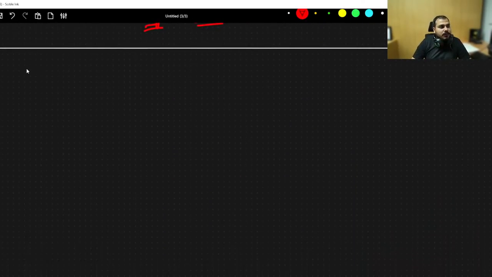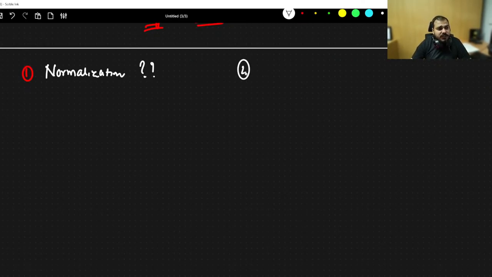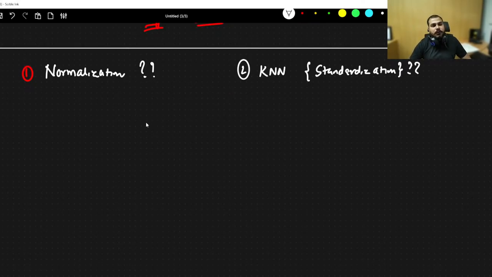The first question is: is normalization required in random forest? You tell me the answer. Then the next question is: in KNN, is standardization required? When I say normalization or standardization, I'll just talk about standardization. So this will be my other question. Is normalization required in random forest or decision tree? You can also say decision tree. Is it required? For this, the answer will be no.